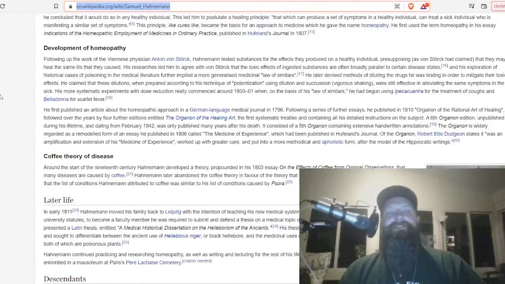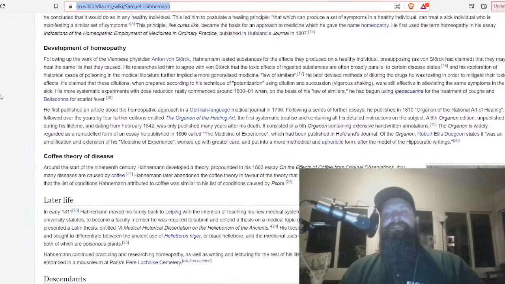His more systemic experiments with dose reduction really commenced around 1800 to 1801, when on the basis of his law of similars he had begun using lepicana for the treatment of coughs and belladonna for scarlet fever. I have no idea what those are. He first published an article about homeopathic approach in the German language medical journal in 1796.